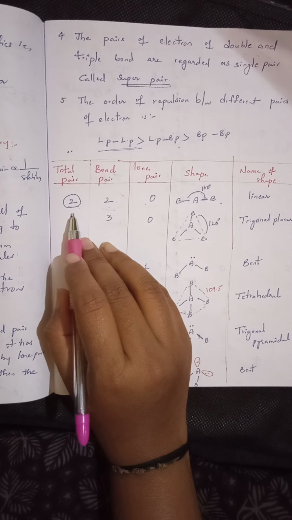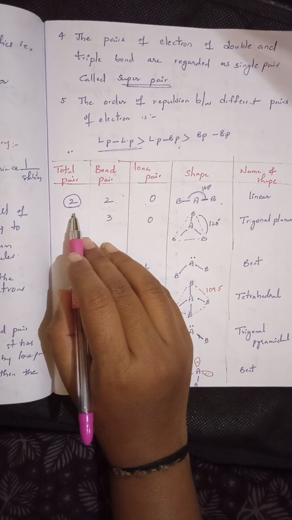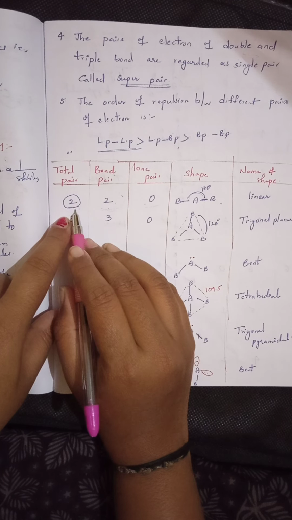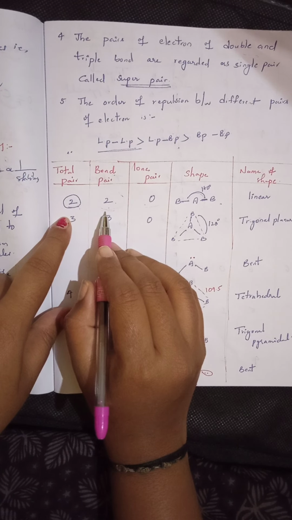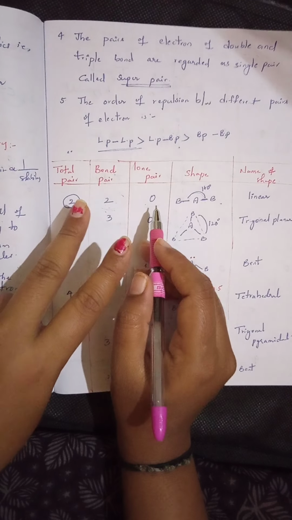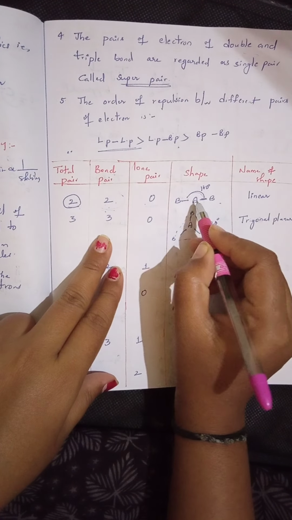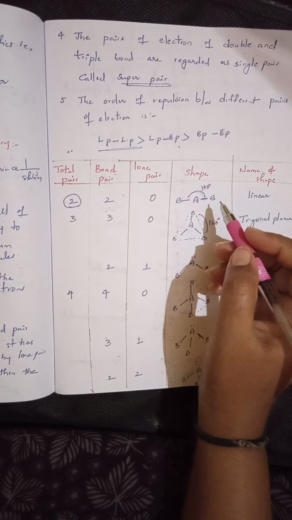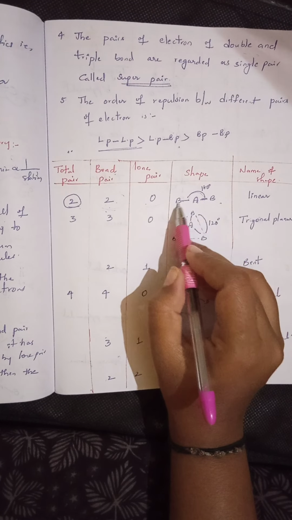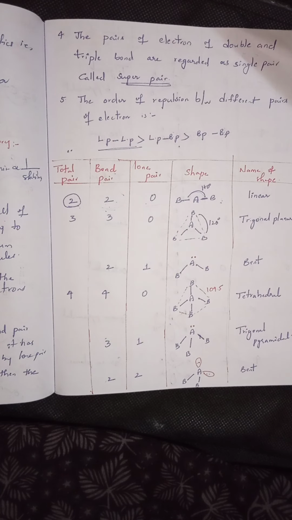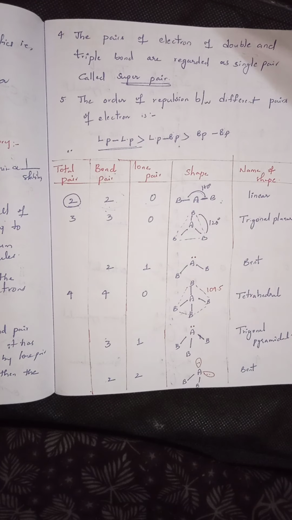First, we have taken an example of a molecule containing a total of 2 pairs of electrons. Both electron pairs are acting as bond pairs, which means the 2 bonds are present around the atom. A is considered the central atom. Around the central atom, 2 B's are bonded by single bonds, and the shape is said to be linear.